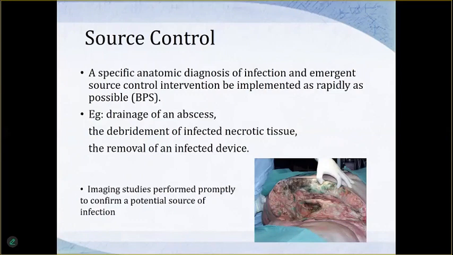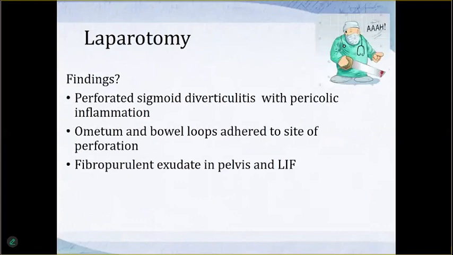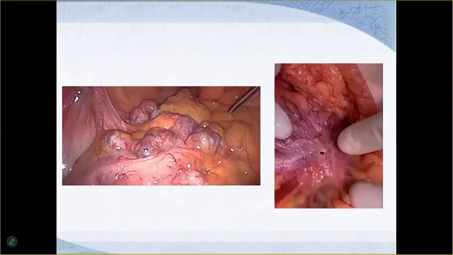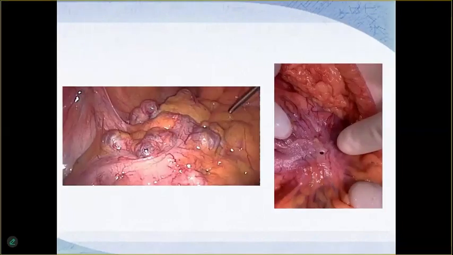So let's see what our patient had. We went ahead with a laparotomy. We found a perforated sigmoid diverticulum with colonic inflammation, and the omentum and other bowel loops had come and concealed the perforation, and there was pus in the pelvic cavity. In this kind of situation, we took off the sigmoid colon, so we did a sigmoid colectomy and washed the peritoneum with copious amounts of fluid.